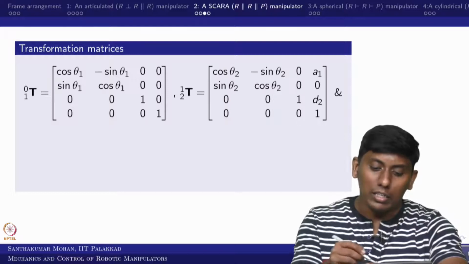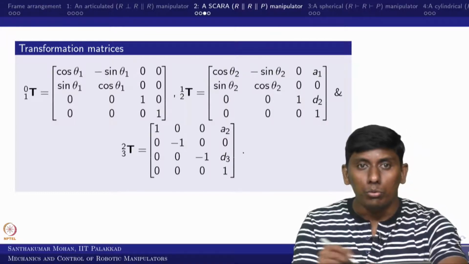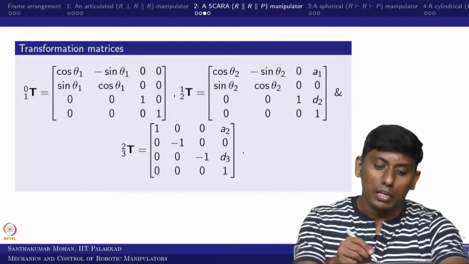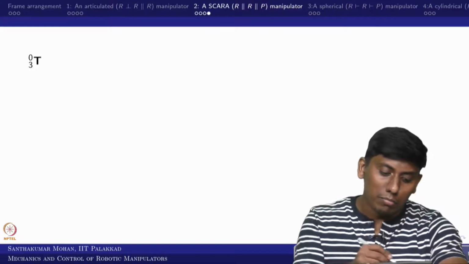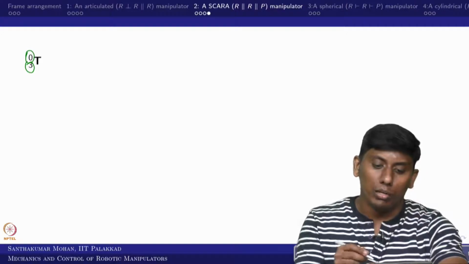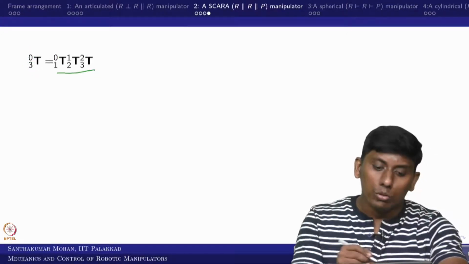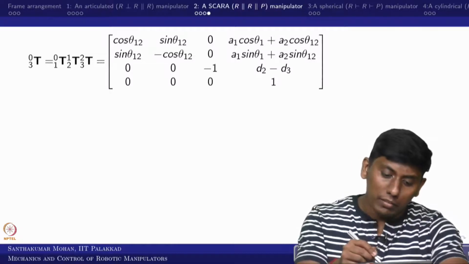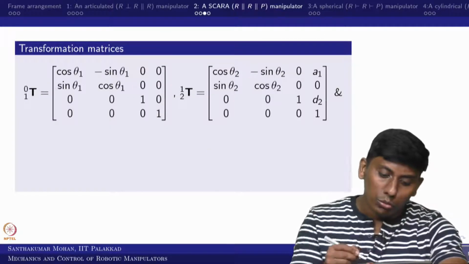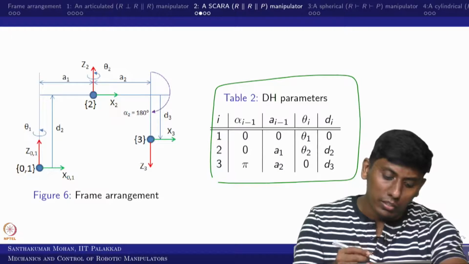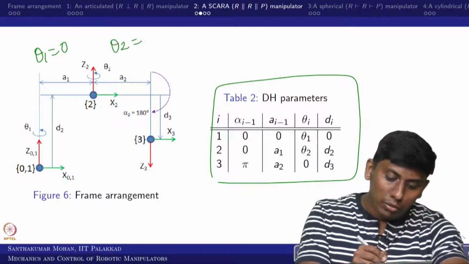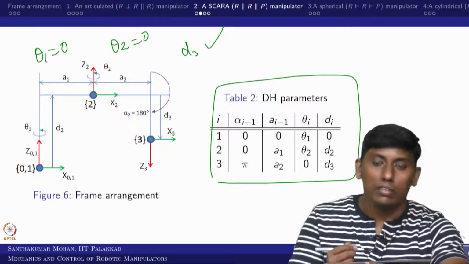So now you will get 3 transformation matrices and you post-multiply one another. Finally, you will get the transformation matrix of frame 3 with respect to frame 0. So what would be the final end? This. Now, just for understanding, you go back: what is your home position? The home position is theta 1 is 0 and theta 2 is 0, and d3 as it is.